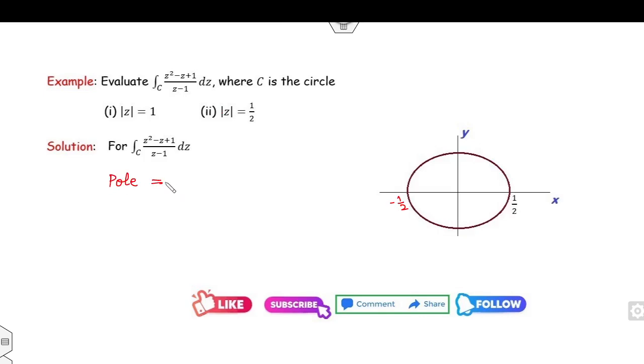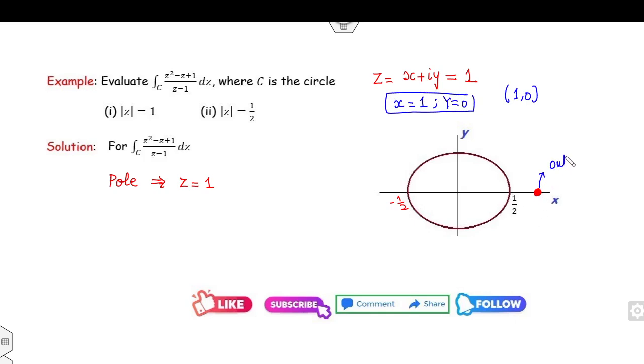The pole is z is equal to 1. Where does z is equal to 1 lie? Z is equal to 1 lies here. How? You can see z is x plus iota y, and if it is 1, x will be 1, y will be 0. So where is the point 1 comma 0? 1 comma 0 lies here, and it is outside the circle.